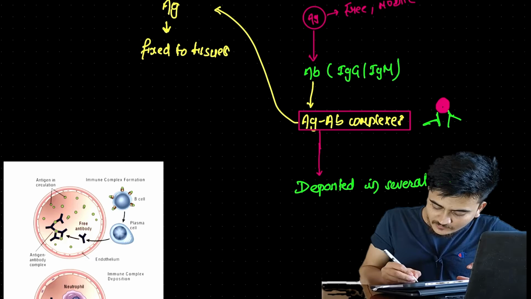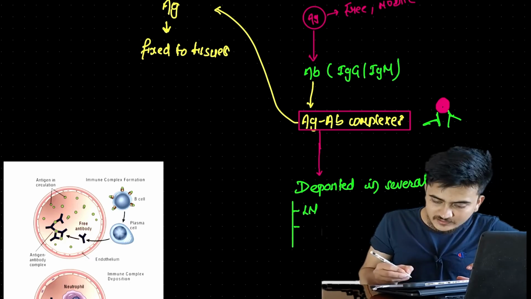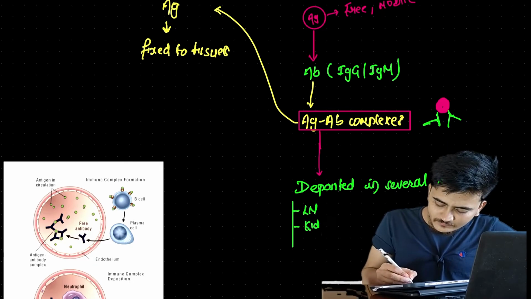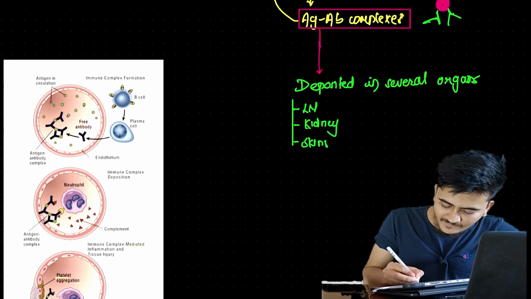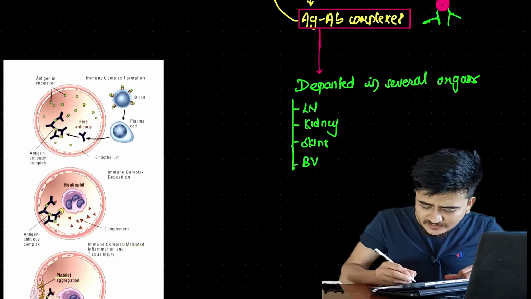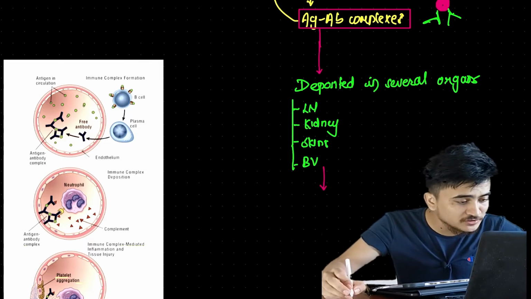And what are these several organs? The several organs are lymph nodes, kidneys, skin, and blood vessels. They get deposited in these organs. As they get deposited in these organs, they will cause tissue destruction.